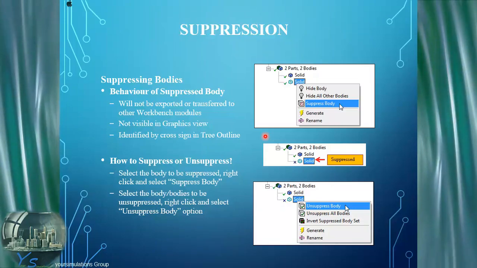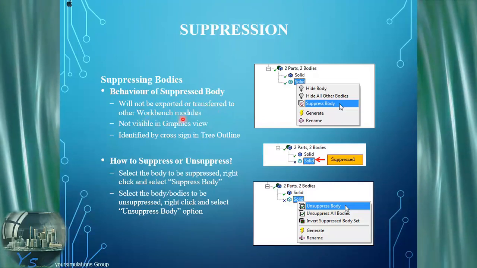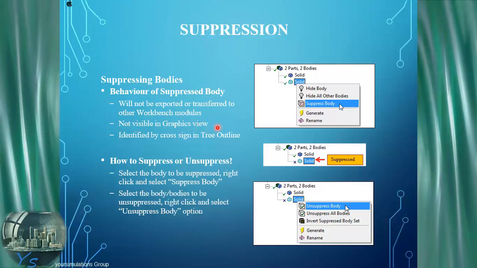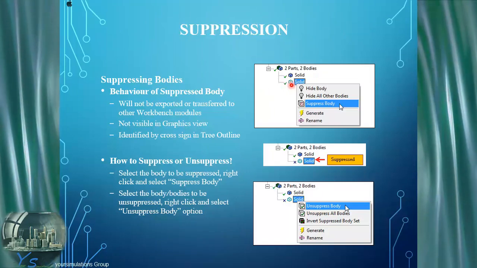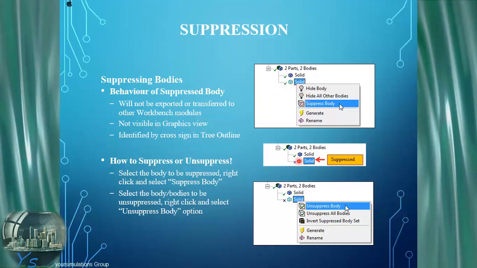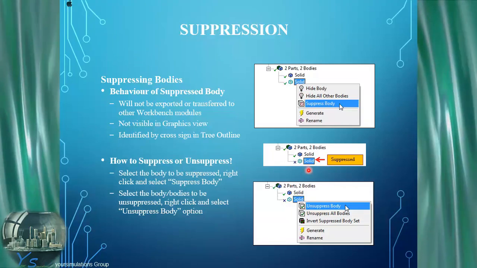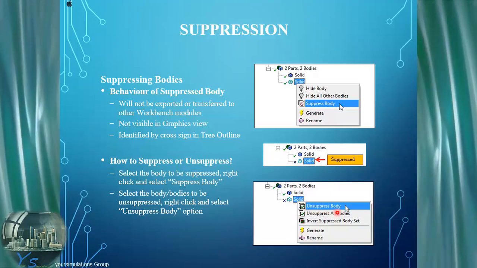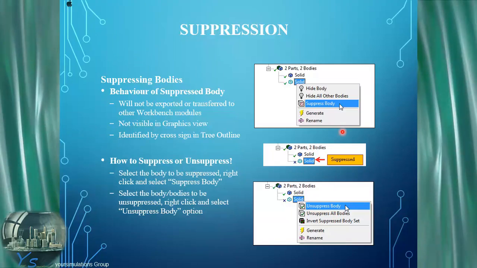When we suppress the solid region, that particular body won't be exported or transferred to any of the other modules within Workbench, and it also won't be visible in the graphics window. So we can suppress a particular body by simply right-clicking on it. In this case we can see this solid as a frozen body, and select Suppress Body, and then it will take on this blue cross to indicate that it's been suppressed. It will still be visible in the tree, so you can go back, right-click and select Unsuppress if you need to bring it back, but it won't be visible in the graphical user interface once it has been suppressed.